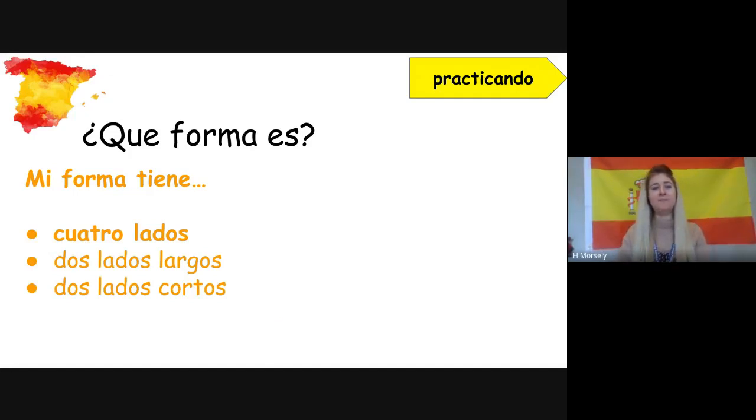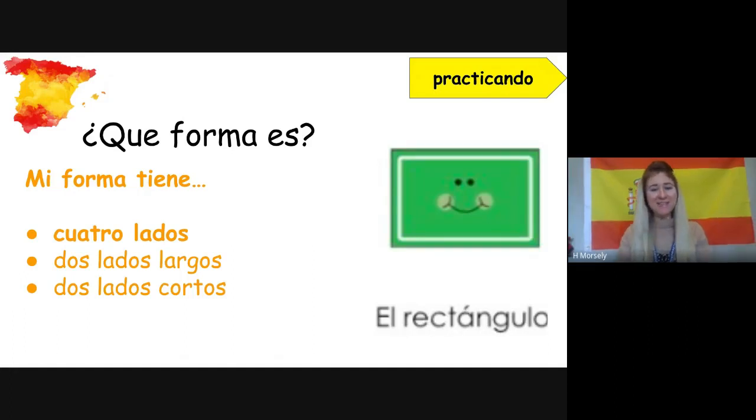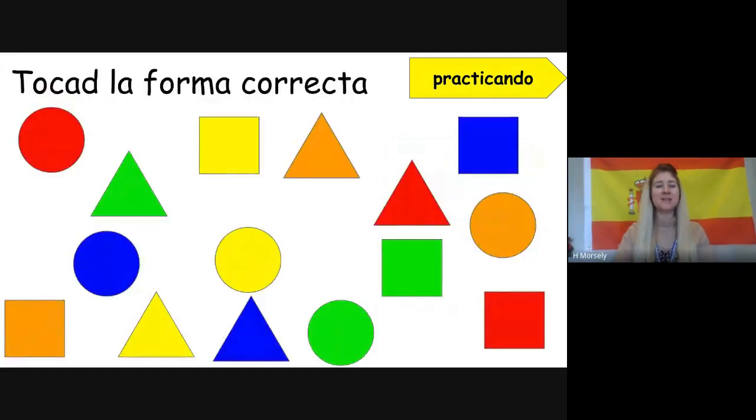¿Qué forma es? What shape am I thinking of now? Mi forma tiene 4 lados. So we know that's 1, 2, 3, 4. 4 lados. 2 lados largos. So uno, dos. Two long sides and dos lados cortos. Two short sides. ¿Qué forma es? What shape is it? Increíble! It's el rectángulo. El rectángulo.